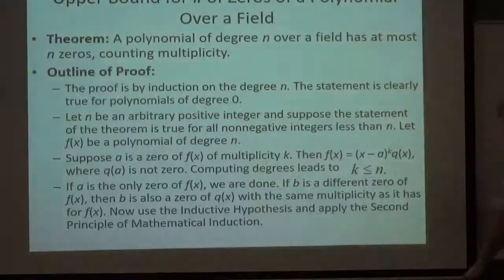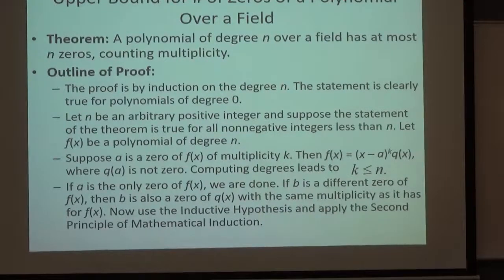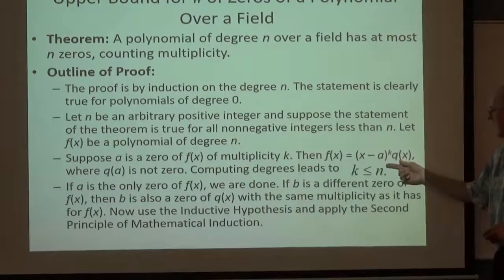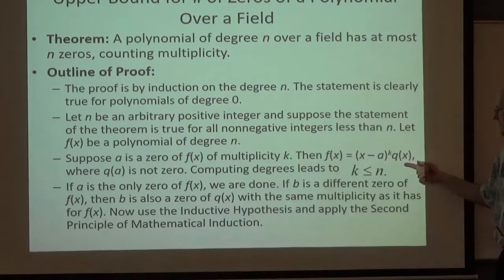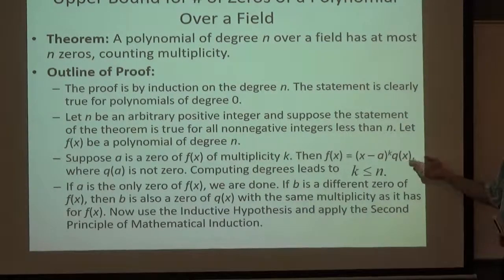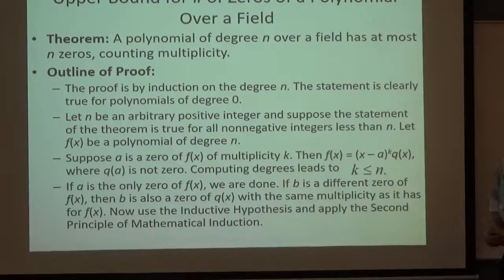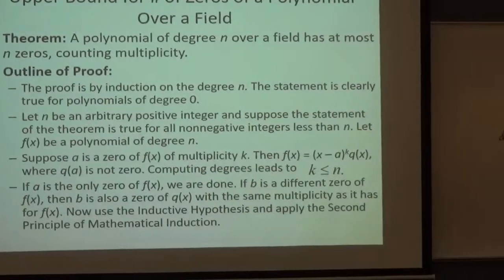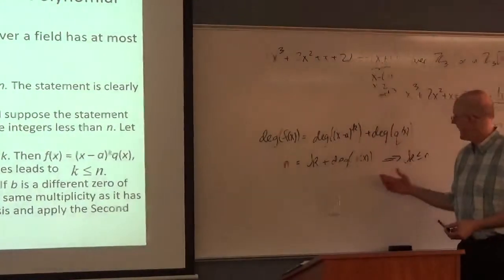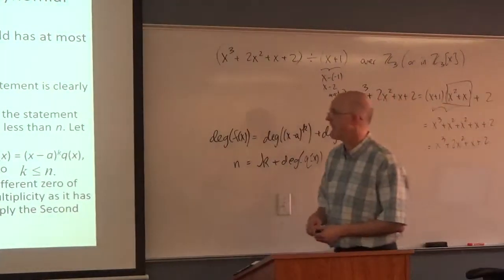Otherwise, you've got some different zero. If a is not the only zero, then b, since it's not equal to a, is not going to be a zero of x minus a to the k, so it's got to be a zero of q. And it's going to have the same multiplicity as a zero of q that it does as a zero of f. Therefore, we can apply induction. We can apply the inductive hypothesis that we made up here to q of x, to say it's got at most degree of q of x zeros. And that would mean that the sum of those multiplicities would have to be less than or equal to n.